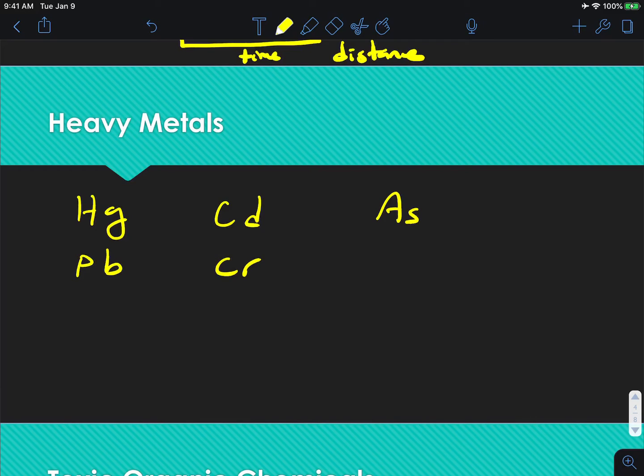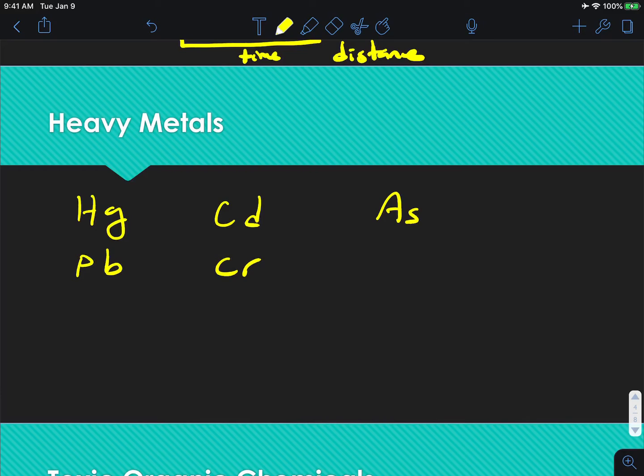Some of the sources of these: mercury comes from burning coal. Lead we used to use in leaded gasoline. Cadmium is common in batteries and paints. Chromium's used in electroplating and leather tanning. Arsenic's actually not used that much, but it occurs naturally in coals and different ores and creates a lot of problems with groundwater pollution.